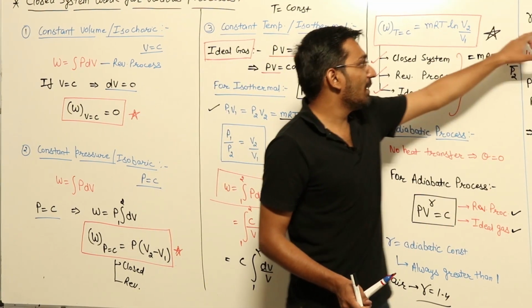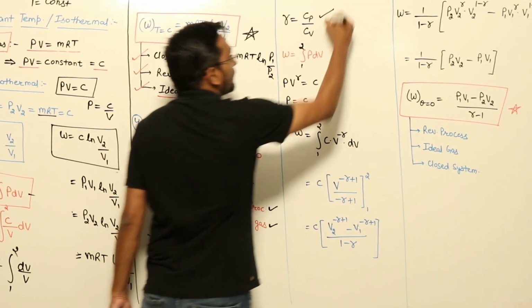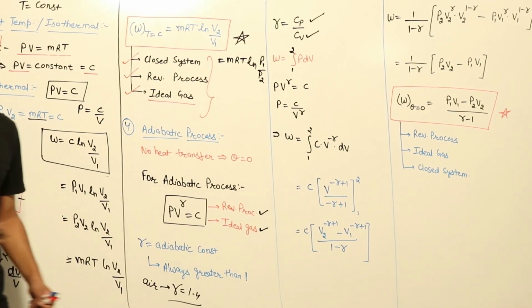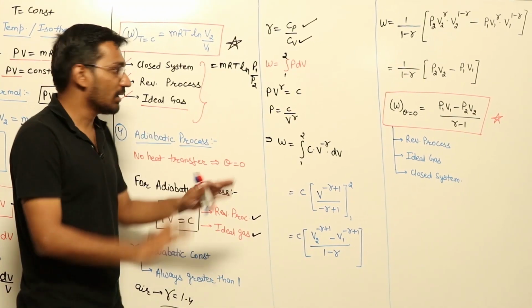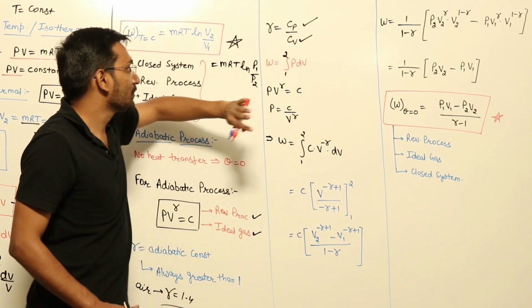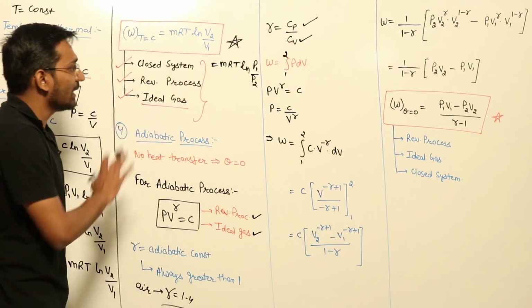Now this gamma is equal to Cp upon Cv, we'll see it later on. Cp is your specific heat at constant pressure, and Cv is specific heat at constant volume. We'll see it later on, what is the meaning of specific heats and what is the meaning of Cp and Cv. Just for a reference point of view, I'm just writing here.